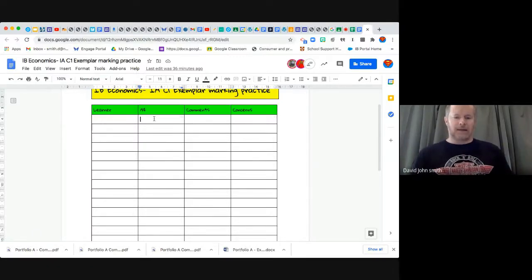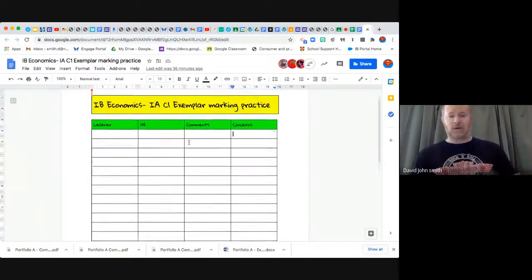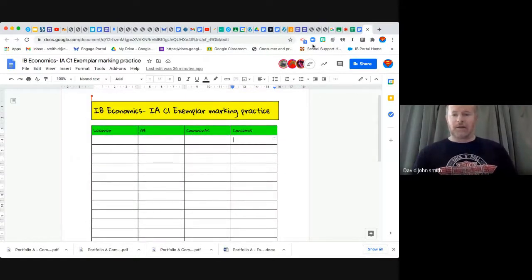You put your mark in here, any comments that you want to make about the IA, and then any concerns that you might have about the IA itself, about what you need to do. I'm looking at you doing this for the cap and trade article. There are two other commentaries there that you're more than welcome to have a look at as well, two other exemplars that you can look at too. But the one I want you to have a go at is the cap and trade one.